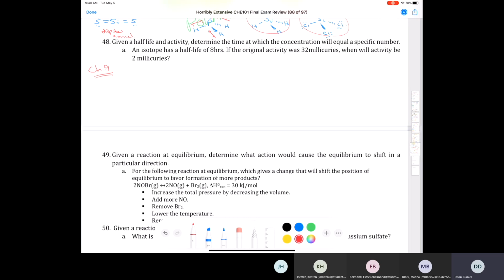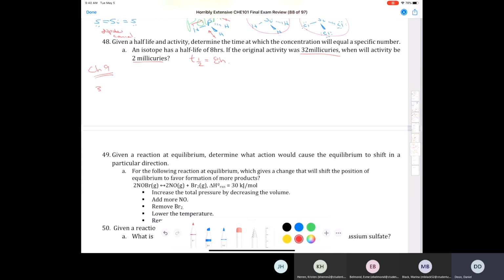It says an isotope has a half-life of 8 hours. So we can write T1/2 is equal to 8 hours. If the original activity was 32 millicuries, which again, you don't even have to know what that means really. It says, when will the activity be 2 millicuries? So it's just saying it's undergoing decomposition from 32 to 2.